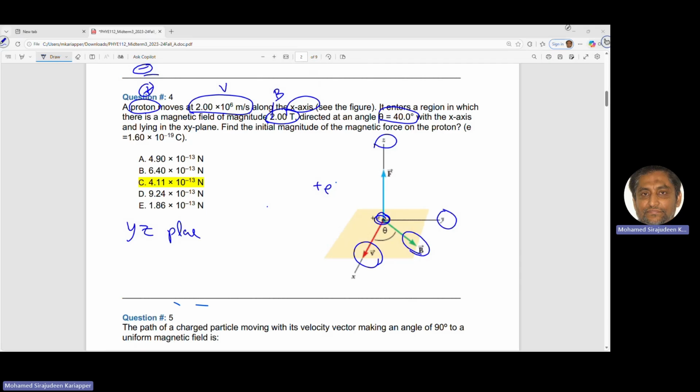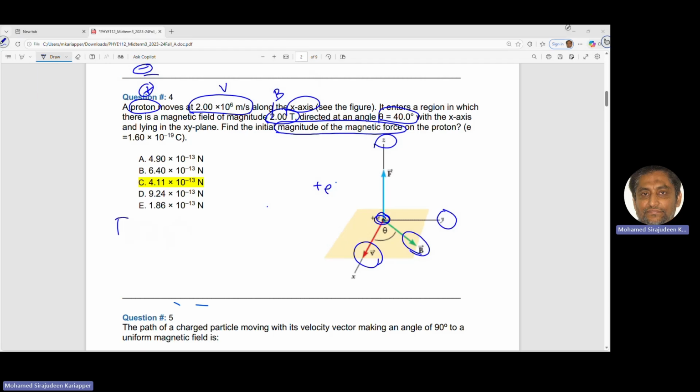So he says B makes an angle of 40 degrees with the x-axis, but the x-axis happens to be also the direction of the velocity. So the angle between velocity and the magnetic field is 40 degrees. Okay, right. That's it. We have everything we need to calculate the magnitude of the magnetic force, initially. Then it will change later.